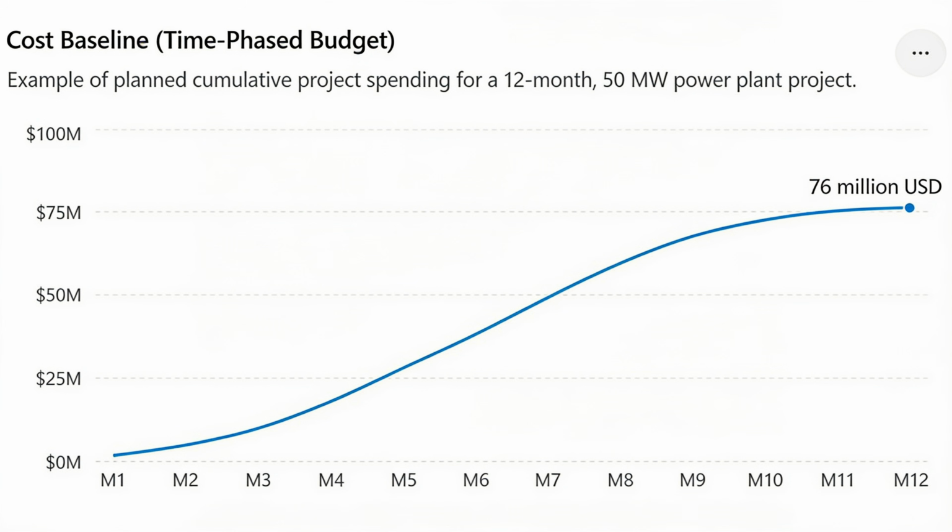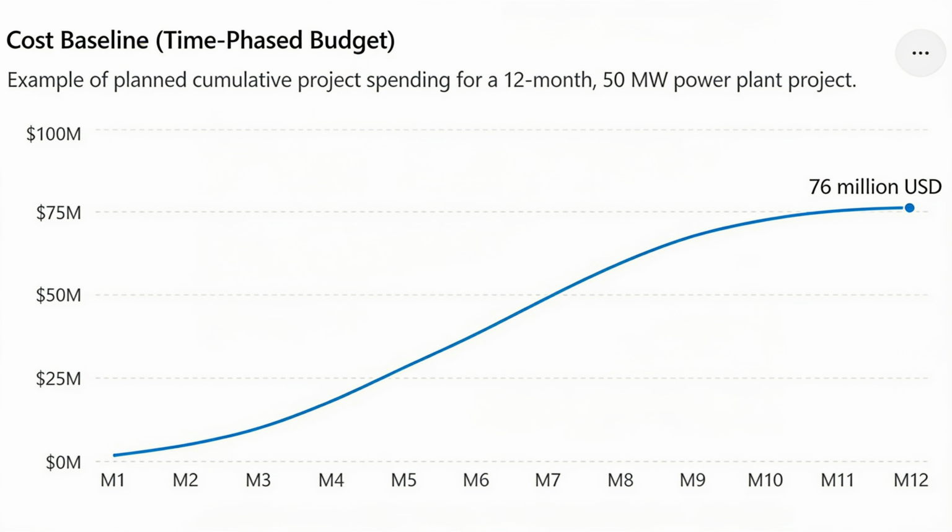If you see the graph, by month 3, the project plans to spend about $10 million. By month 6, it plans to spend about $38 million. And by month 12, the planned cumulative spending reaches $76 million, which is the cost baseline. This planned spending over time is what PMI calls a time-phased budget. If you look carefully at the graph, you will notice that it forms the shape of the letter S. That is why this is called an S curve.